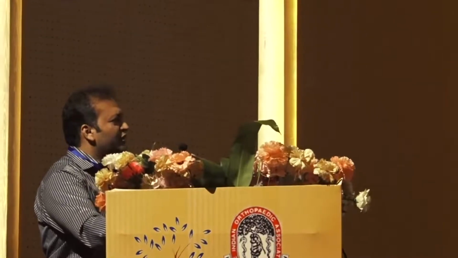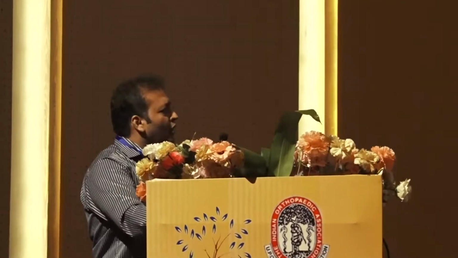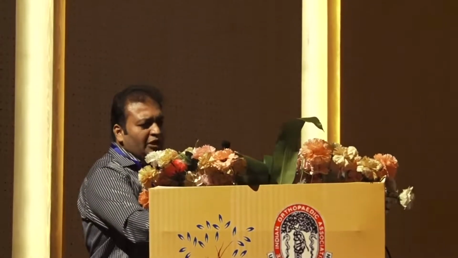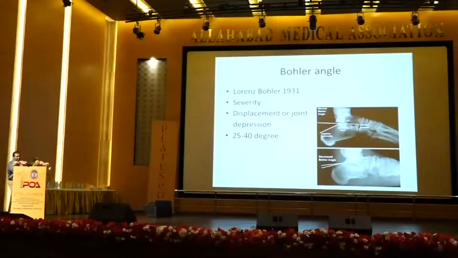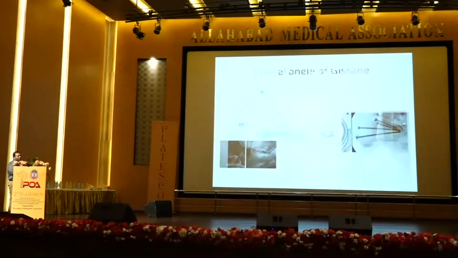Bohler angle was described by Bohler in 1931, and it is formed by the line from the superior tuberosity to the highest point of the posterior facet, and from the anterior process to the highest point of the posterior facet. Normal is 25 to 40 degrees, and mainly we are working to restore this Bohler angle. Another critical angle of Gissane is also there, which you are already aware of.